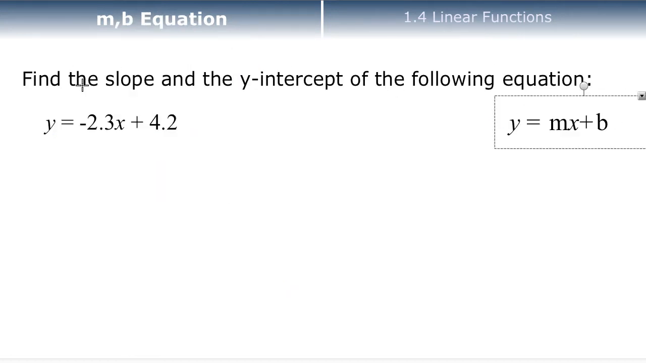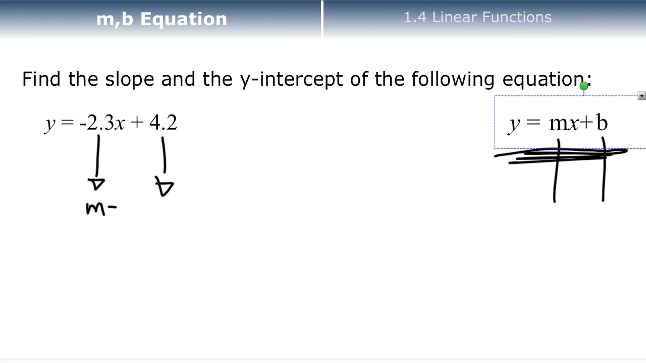So here's one where they say find the slope and the y-intercept from the following equation. If they already give me an equation, and if that equation is already in this y equals mx plus b format, then I can just draw the slope information and the y-intercept information right from the equation. So there's slope and there's y-intercept. So I could say slope is equal to a -2.3, and the y-intercept is equal to a +4.2.